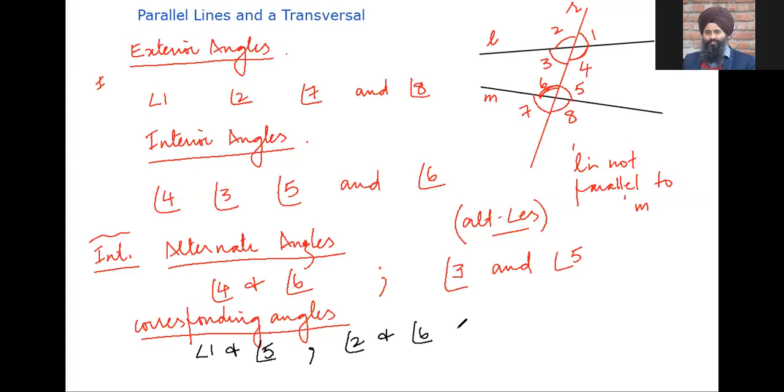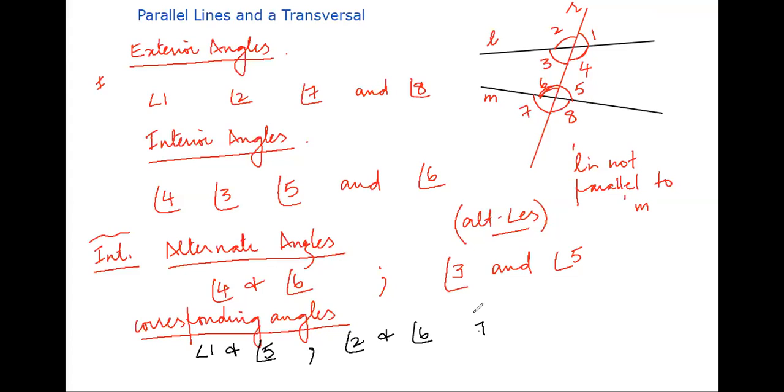Then angle 7 is corresponding to which angle? Angle 3. Beautiful. Similarly, we can say angle 4 is corresponding to angle 8. Correct. Now you see, students, all the 8 angles are covered. None of these angles are equal. Why? Because line L is not parallel to line M. Remember that.